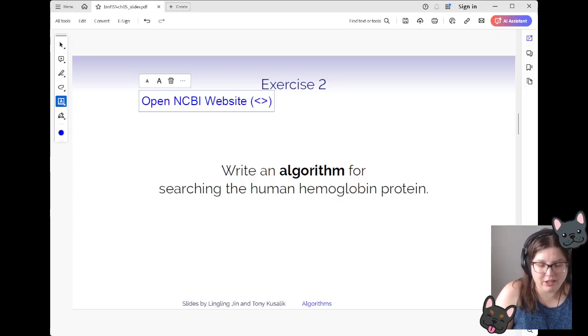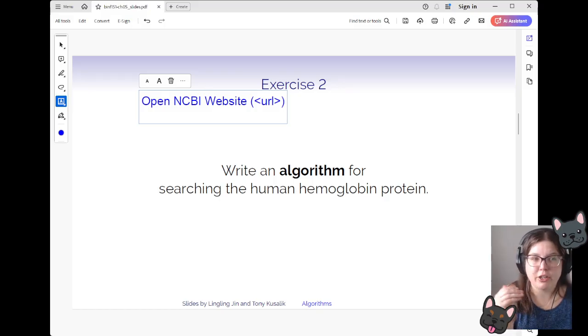I don't have it off the top of my head, so I'm just going to leave it like that for now. We can plop in the URL there. Once we're at the NCBI website, the next thing we're going to do is either search or filter.